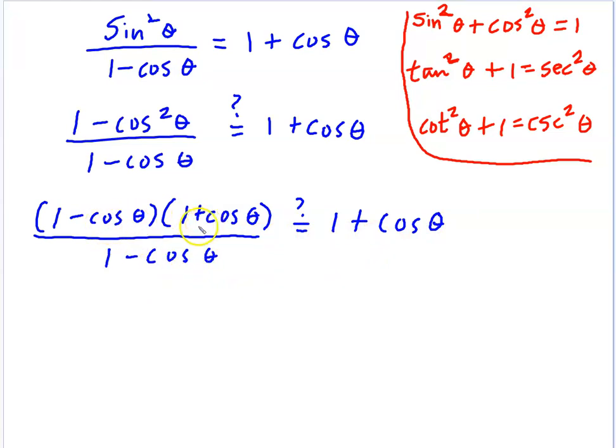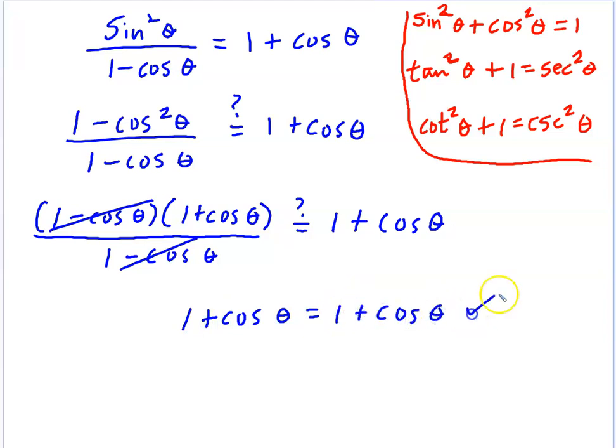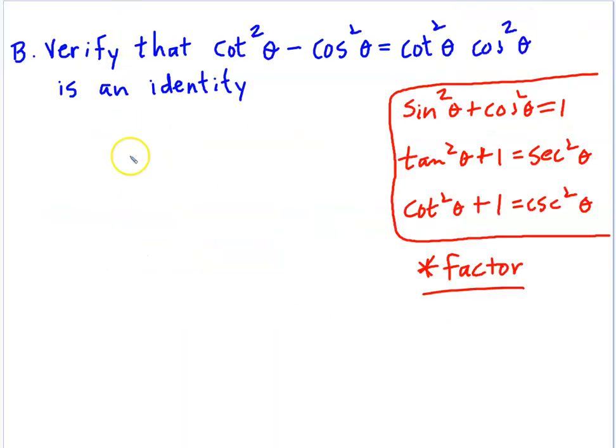Okay, now that I've got it broken up into factors, I can cancel. And here I have it. I've got the left side matching up with the right side. And there's an example of the type of thing that you're going to be doing in lesson 10.2.